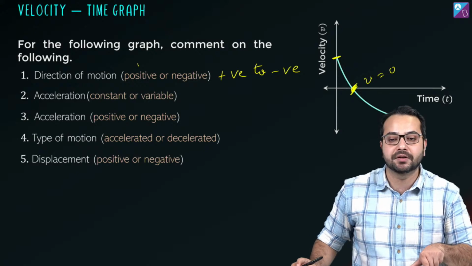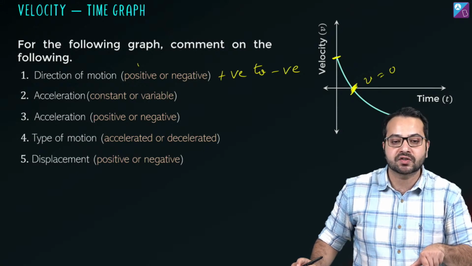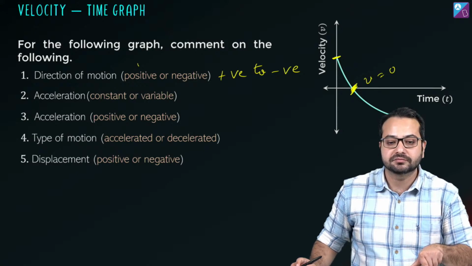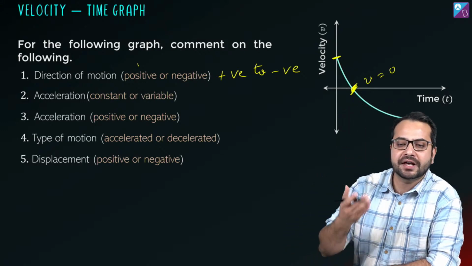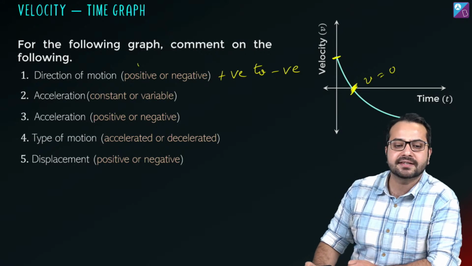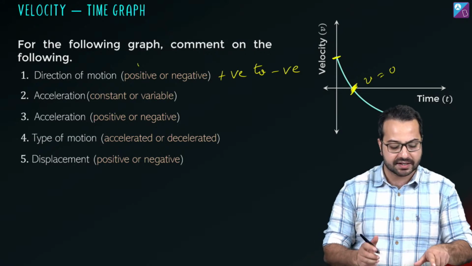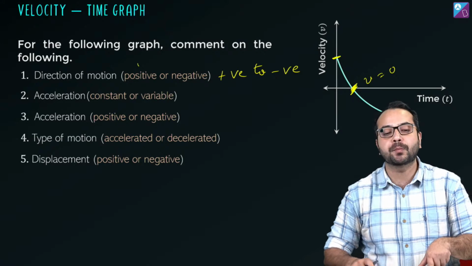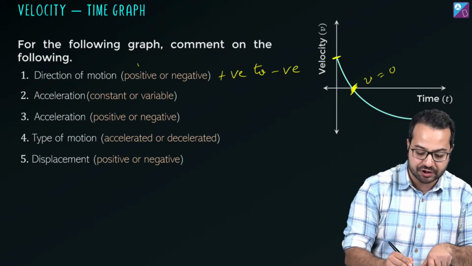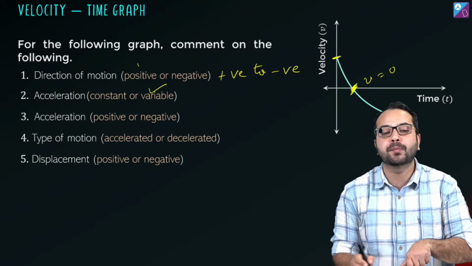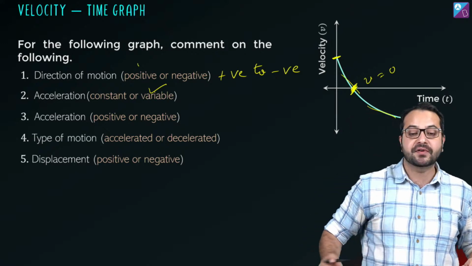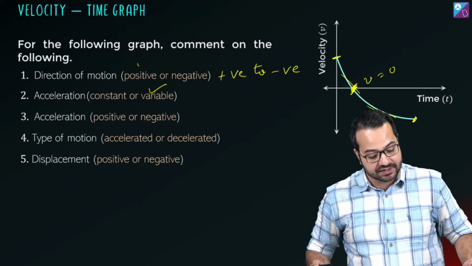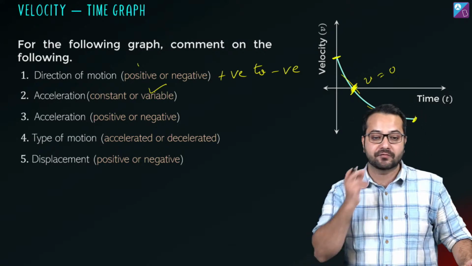Acceleration, constant or variable? Variable acceleration. Absolutely, variable acceleration. Why variable acceleration? Because the slope is changing. Yes, the acceleration is going to be variable because the slope is changing. यहाँ पे slope ऐसा है, यहाँ पे slope ऐसा है. So the slope is variable, which means acceleration is variable. Yes, very good, very good.